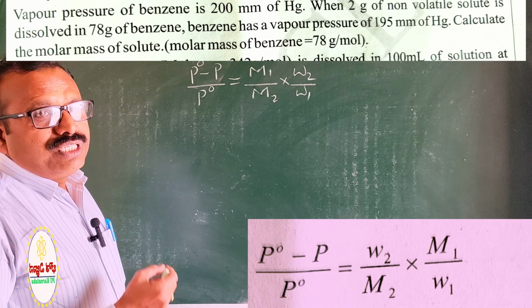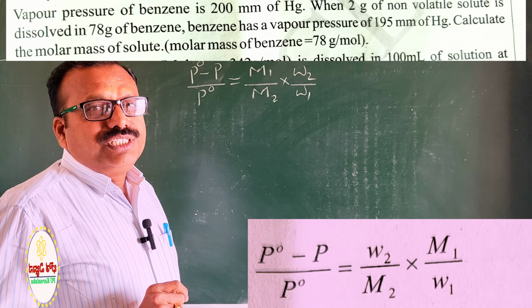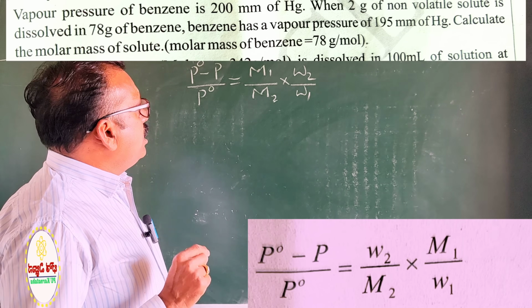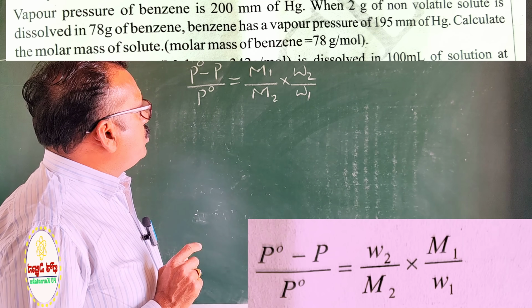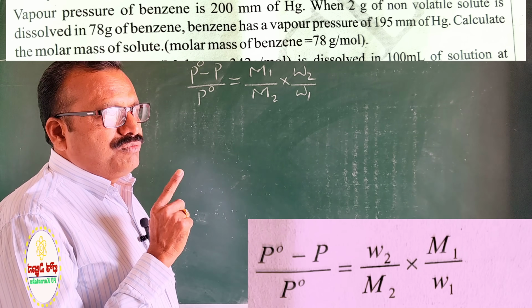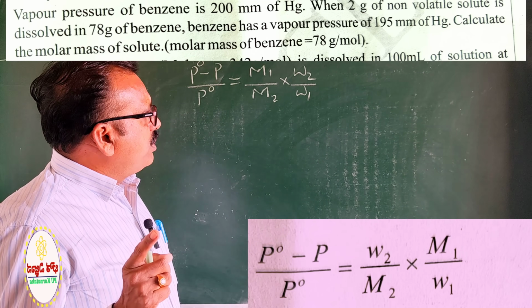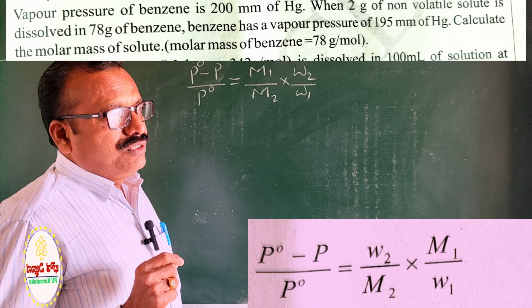We should know what is P0. P0 is the vapor pressure of pure solvent. P is the vapor pressure of solution. M1 is the molar mass of solvent. M2 is the molar mass of solute. W1 is the weight of solvent. W2 is the weight of solute.